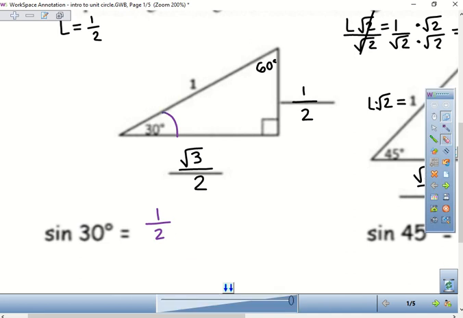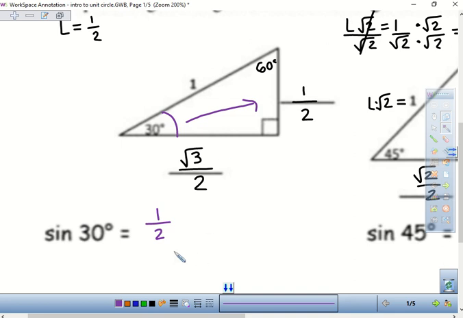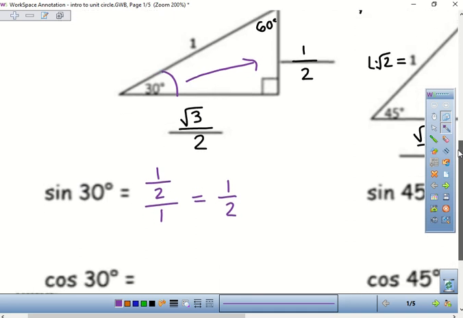1/2 over the hypotenuse, which is? I heard a lot of different answers. So it's the opposite, which is this side, over the hypotenuse, which is 1. What's anything over 1? Itself. Okay, it's a lot of quick thinking here.